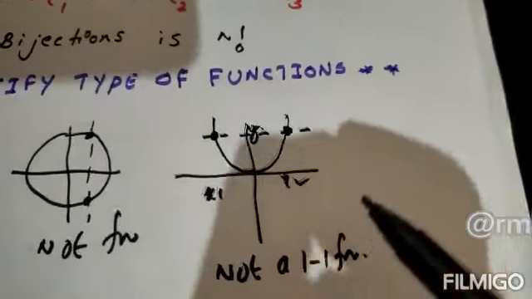Here there is a function with the graph. Is this 1-1? This is the graph for x cube. This one is the graph of x square.